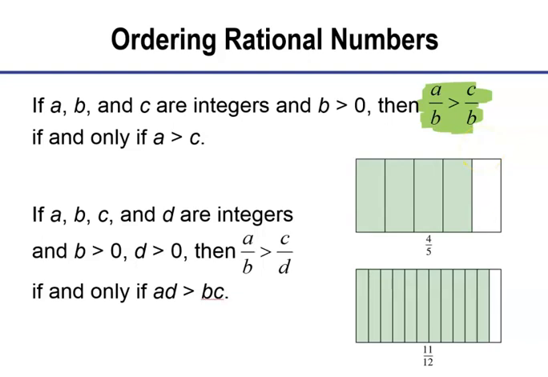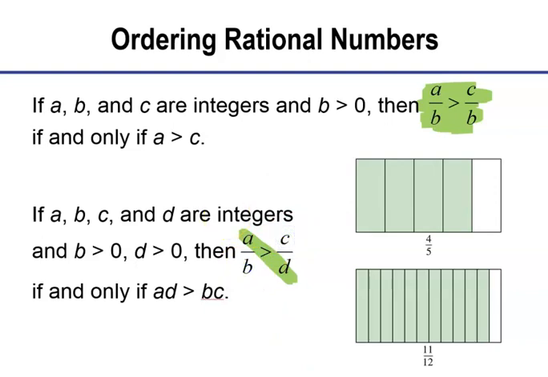Notice here, if A, B, C, and D are integers, and B is greater than 0, and D is also greater than 0, okay, then A over B is greater than C over D only if, now look what they did. They used that trick that we just learned. They crossed: A times D must be greater than B times C.